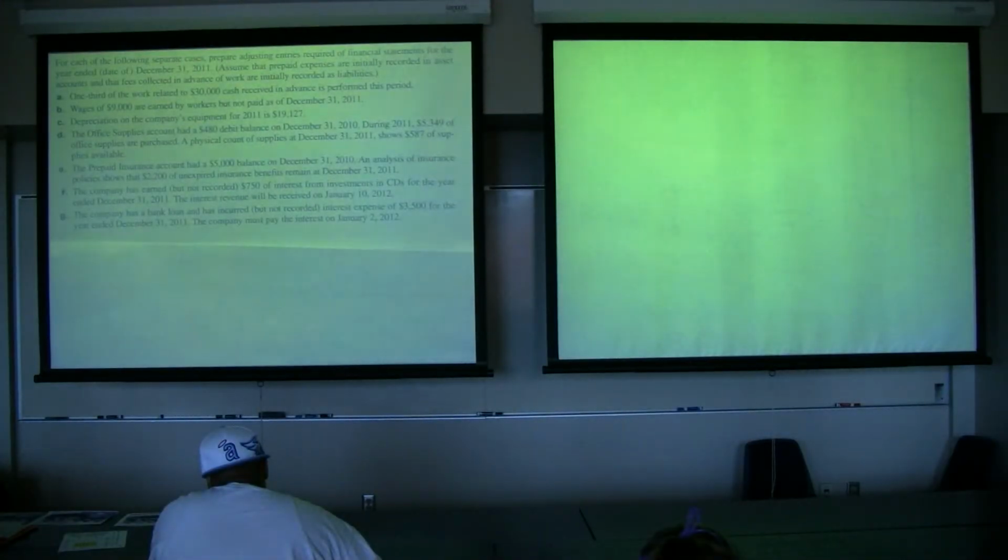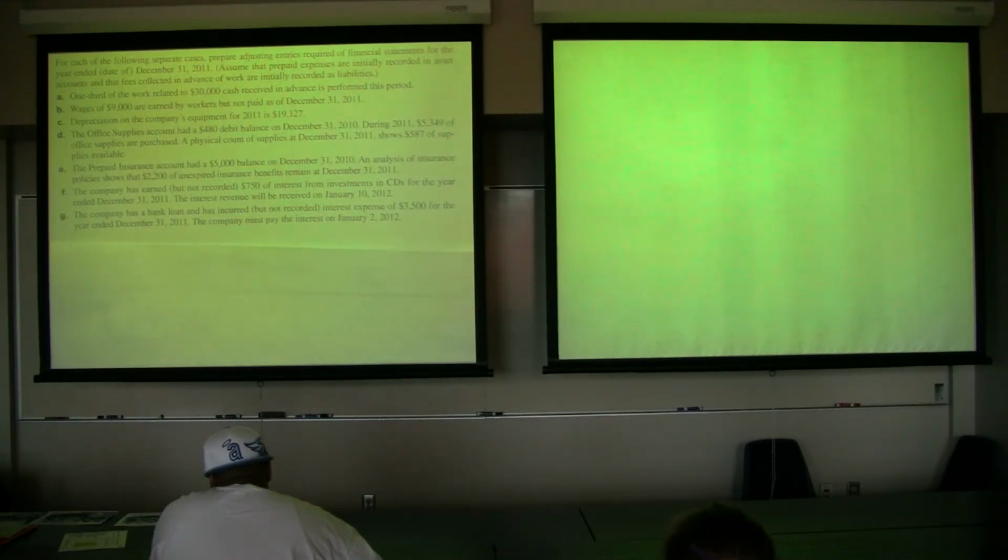So here's how it reads. It says, for each of the following separate cases, prepare adjusting entries required for financial statements for the year ended. Assuming that prepaid expenses are initially recorded in asset accounts, of course we're talking about prepaid insurance, supplies, automobile, okay? Assume they are initially recorded as assets, and that fees collected in advance of work are initially recorded as liabilities. So when you receive a prepayment, that's unearned revenue is what they're saying there.